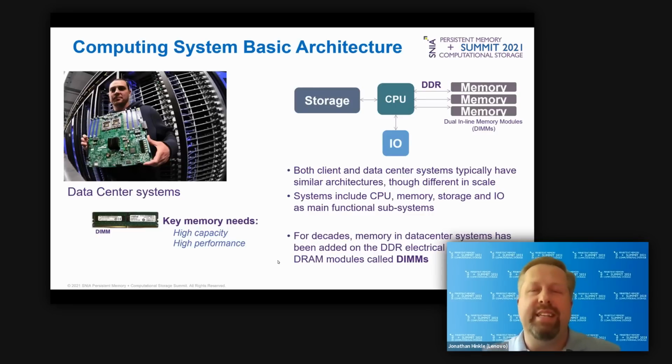So for the basic computing system architecture, we've been using memory attached over DDR as the main interface for a long time. This is just an outline of our basic architecture for a computer: storage, memory attached to a processor directly to a memory controller in the processor, and I/O. And this is really the same basic architecture we've had for a long, long time. If you're familiar, DDR is the electrical interface that we've had for DRAM directly attaching to the memory controller, and we use memory modules called DIMMs.